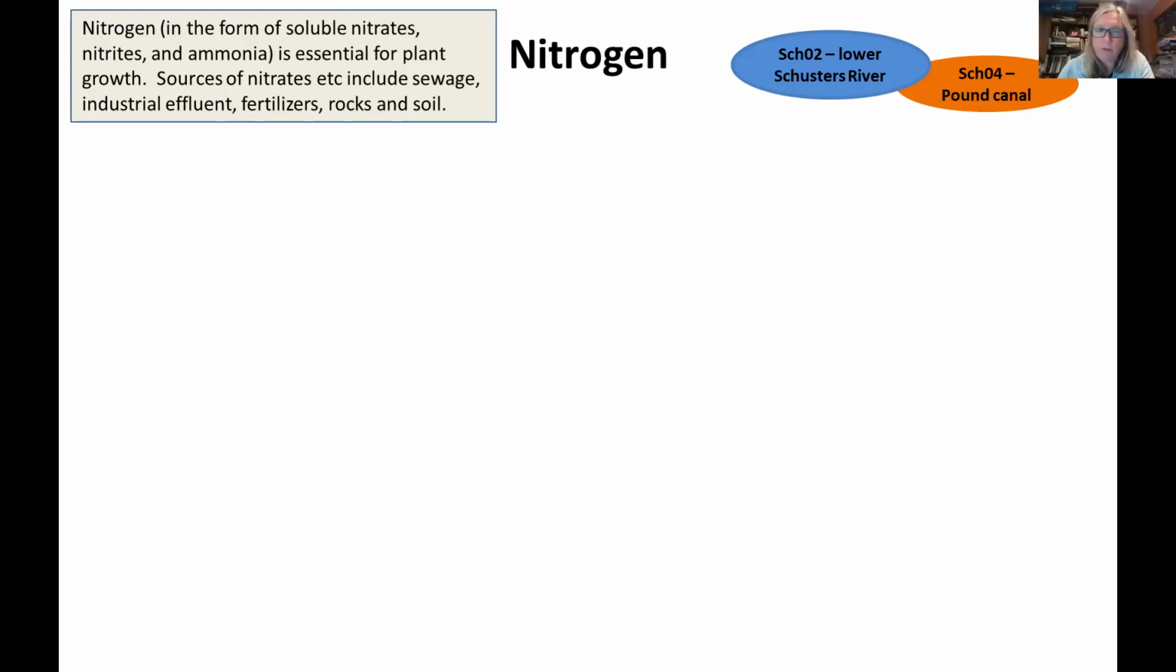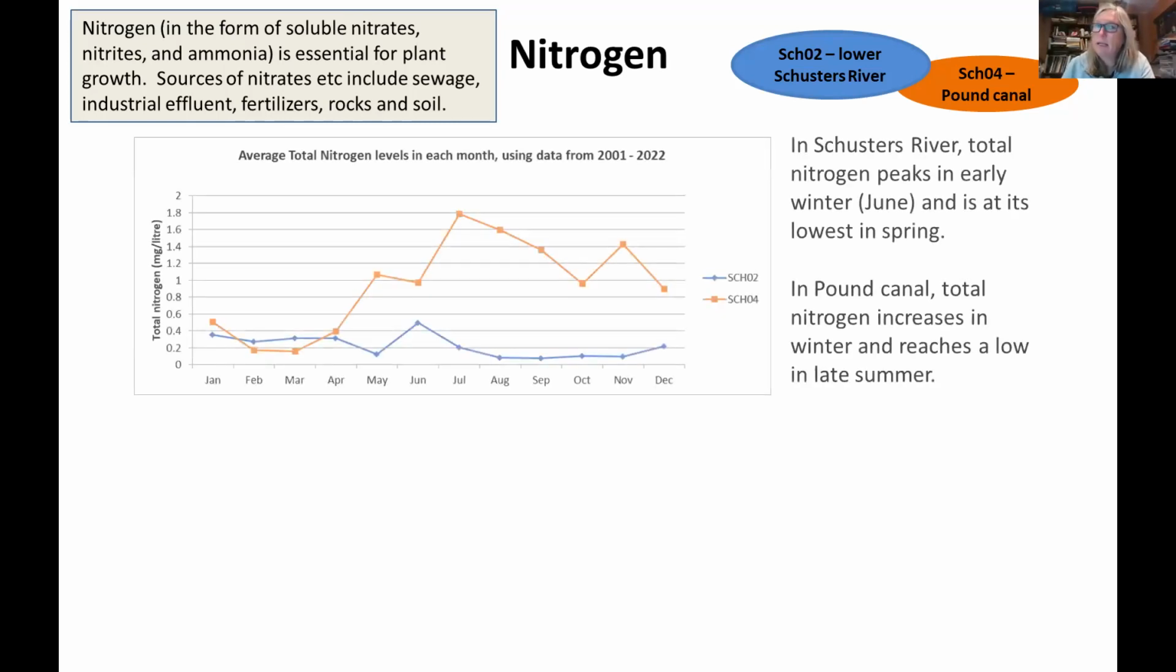Nitrogen, as I'm sure everyone knows, is essential for plant growth. Sources of nitrates include sewage, industrial effluent, fertilizers, but it also comes very naturally from rocks and soil. So again, using the same colors and the same approach, I've looked at what's happening in each month over a 20-year period. And again, the Pound Canal shows a lot of ups and downs, way more than the Schusters.